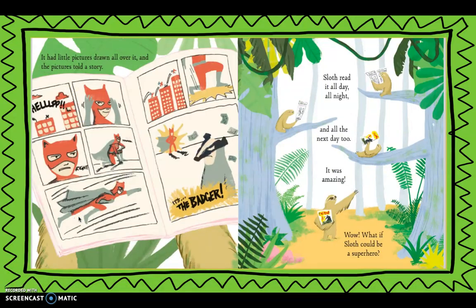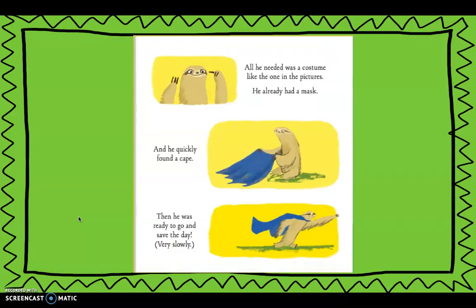It had little pictures drawn all over it, and the pictures told a story. Sloth read it all day, all night, and all the next day too. It was amazing. Wow! What if Sloth could be a superhero? All he needed was a costume like the one in the pictures. He already had a mask, and he quickly found a cape. Then he was ready to go and save the day. Very slowly.